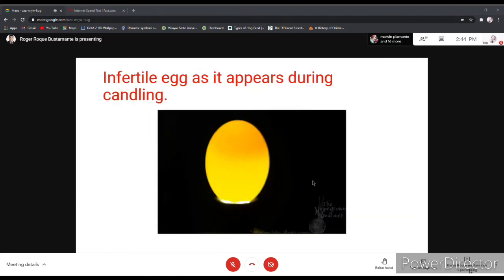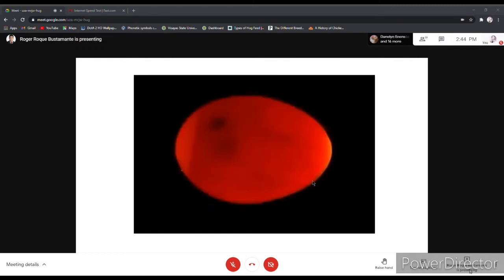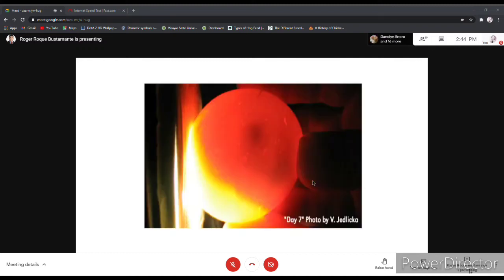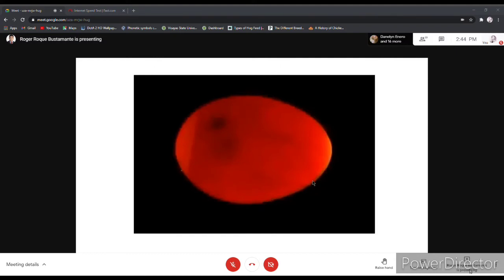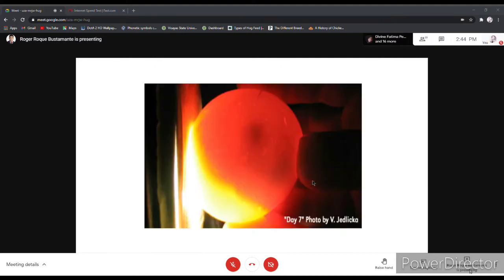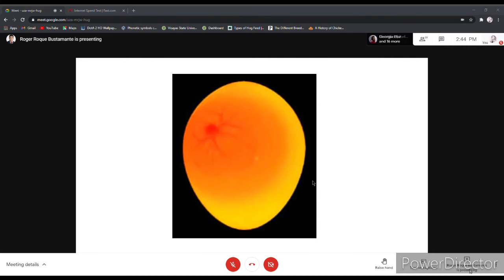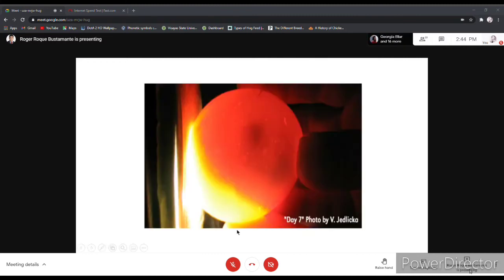So this is how infertile eggs appear during candling. Okay, this is a fertile egg. A fertile egg at the 7th day, where you can already see the embryo and its blood vessels.